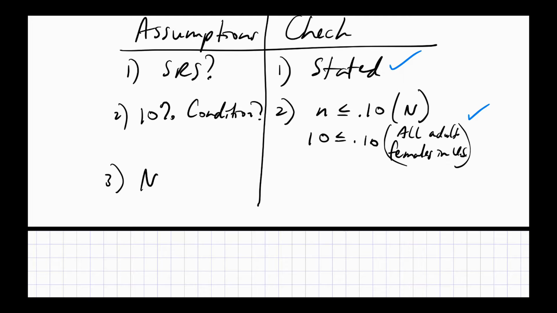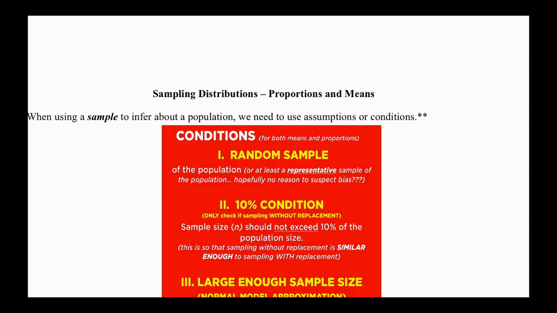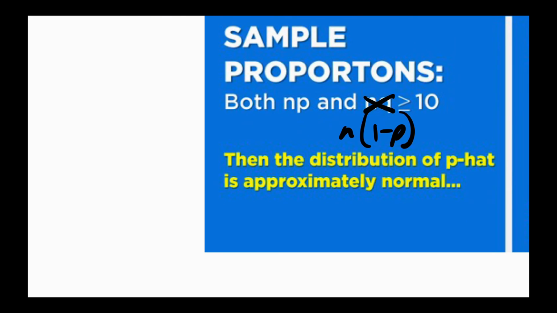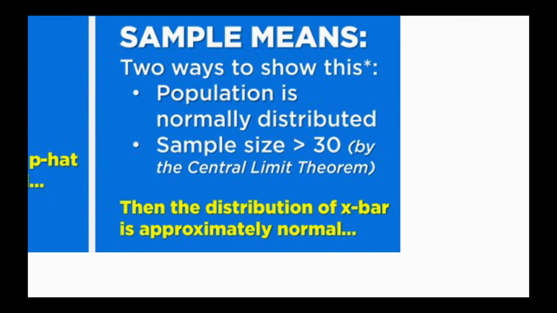And the last one is normality. So this one is a means question. So we don't look at this over here. We look at these over here. We have two options here. Option one, they told us in the prompt that the population is normally distributed. Or they didn't do that, but the sample size is big enough.